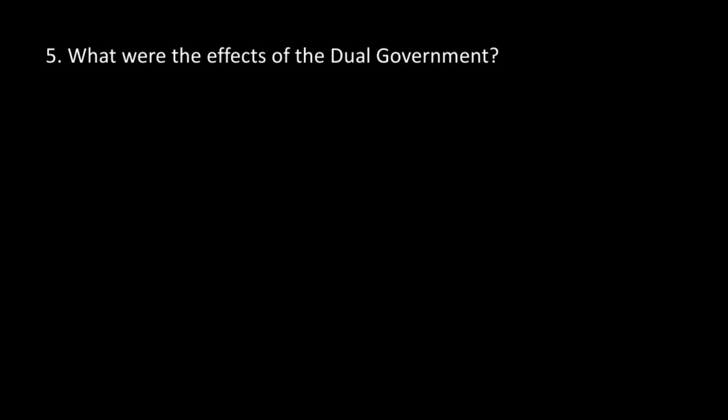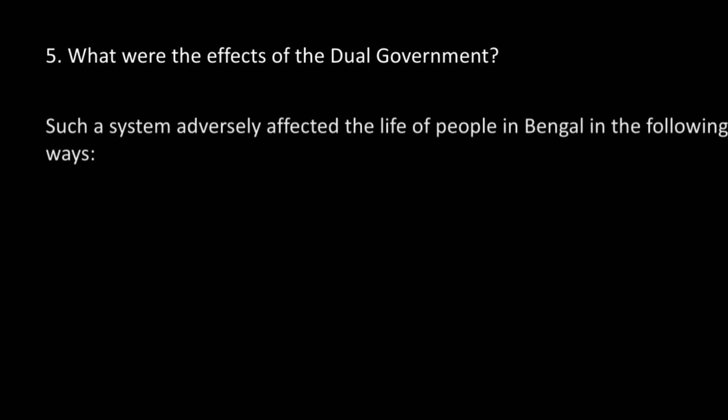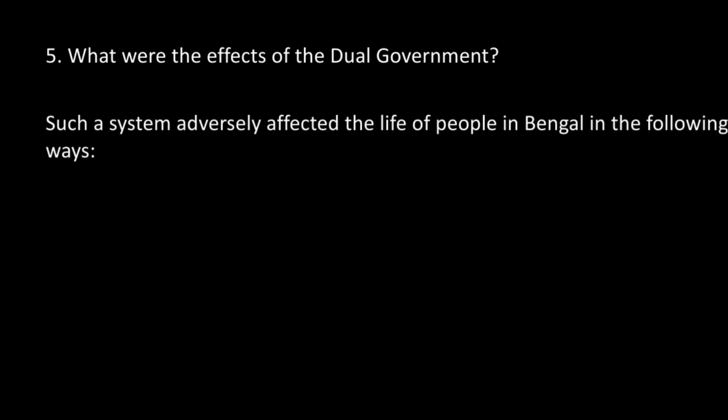Now let's move to the fifth and final question in this section. What were the effects of the dual government? We have already seen it was not in favor of the people or the Nawab, but it was in favor of the British. So let's go to the answer. Such a system adversely affected the life of people in Bengal in the following ways.